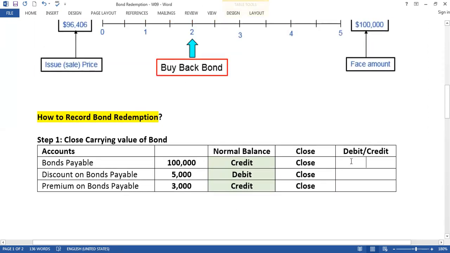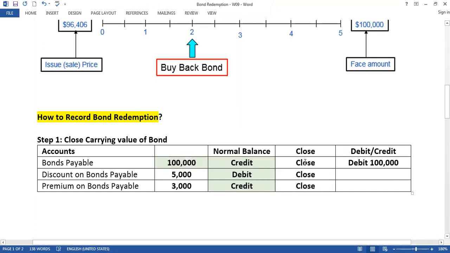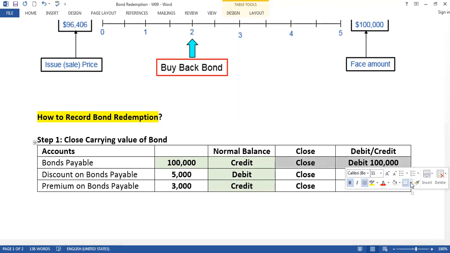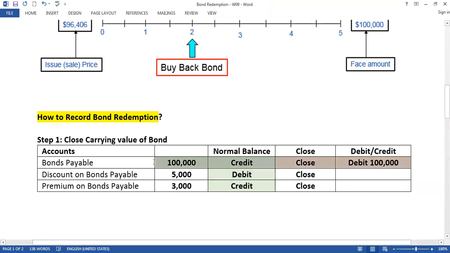So if you want to close it, bonds payable should record, look here, the opposite. Before, you recorded credit $100,000. Now you have to record debit $100,000. Do you understand? Before we recorded credit, look up to here, credit $100,000, right? Now, if you want to close it, you have to record debit $100,000. Then this account is closed.